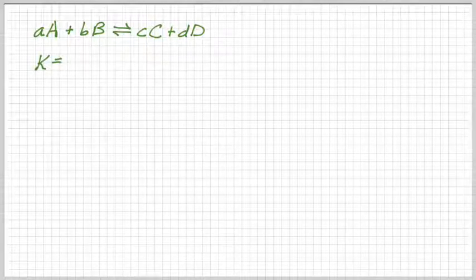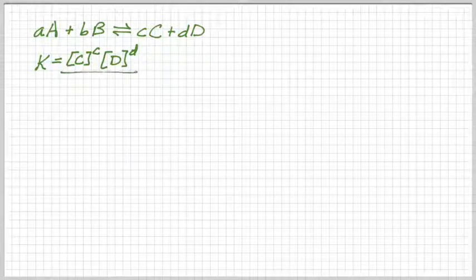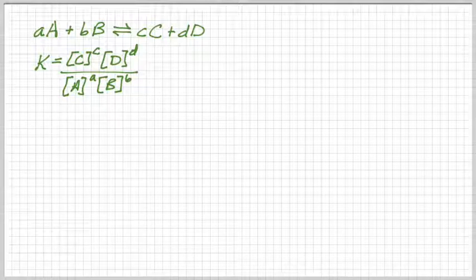That's going to be equal to the concentration of the first product, where the exponent is the coefficient, times the concentration of the second product, exponent is the coefficient, divided by the reactants, where their exponents are their coefficients. Okay, did I come back now? Yeah. So that's the definition of an equilibrium constant.